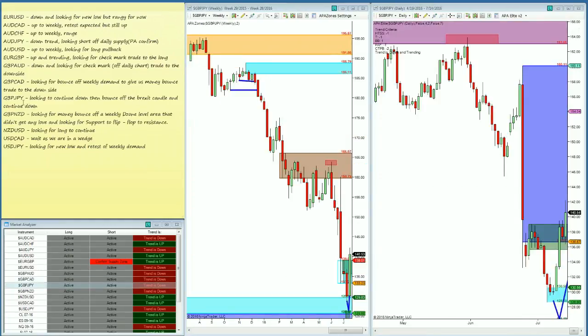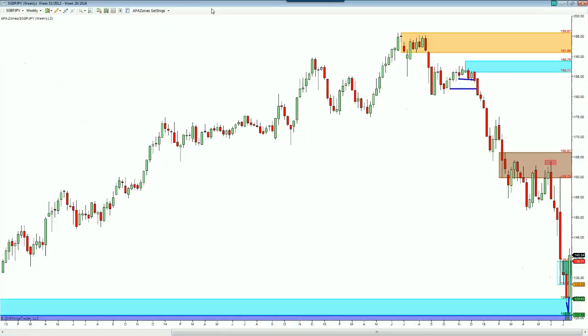All right, here we are on the pound yen, and last week you can see Gabe has jotted down that he was looking to continue down, then bounce off the Brexit candle and continue down. Yeah, the Brexit candle right there. All right, let's dive into this weekly chart.